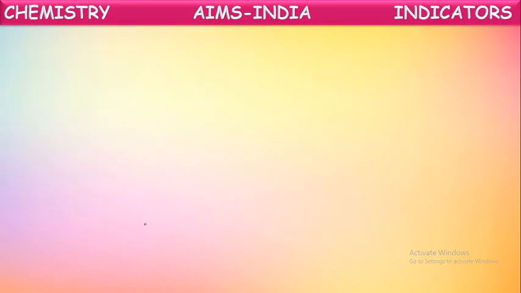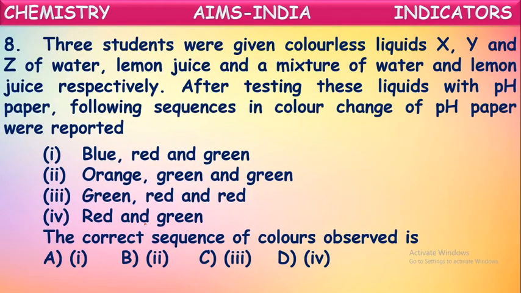Let us see the next one. Three students were given colorless liquids X, Y, and Z of water, lemon juice, and a mixture of water and lemon juice, respectively. Means here X is purely water, Y is a mixture of lemon juice and water, and Z is purely lemon juice. Now the question is, after testing these liquids with pH paper, the following sequences in color change of pH paper were reported. What will be the color changes with pH paper? That is a simple question here.